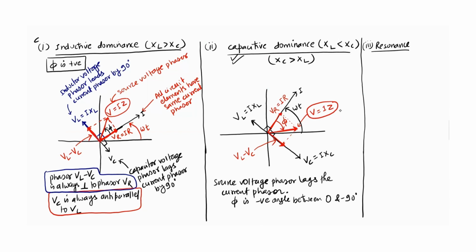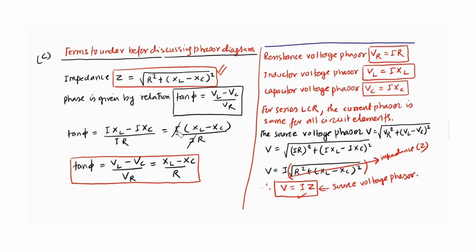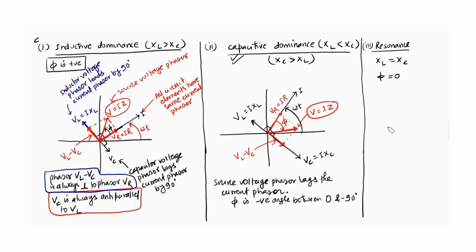Now we go for resonance, and we know at resonance we have XL equals XC. So for this reason phi is 0. We can look at this expression: when XL equals XC, then phi equals 0. Clear? And Z is minimum, and the minimum value of Z is R.